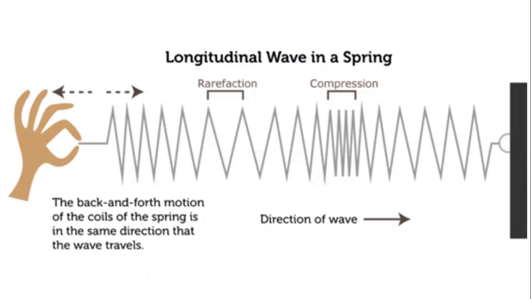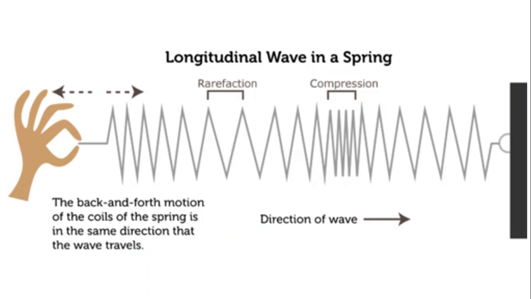A longitudinal wave is a type of mechanical wave. A mechanical wave is a wave that travels through matter called the medium. In a longitudinal wave, particles of the medium vibrate in a direction that is parallel to the direction that the wave travels. You can see this here.